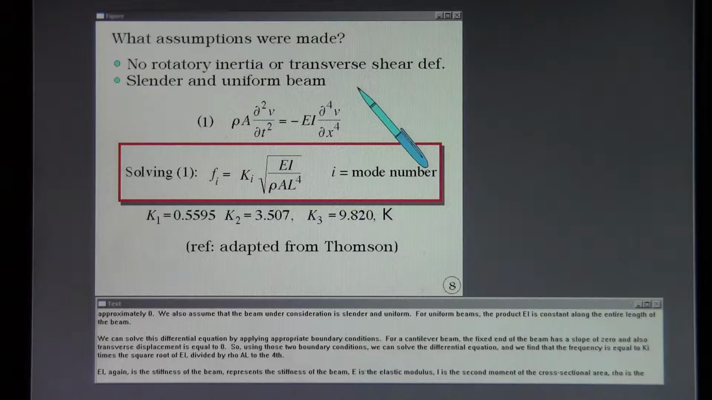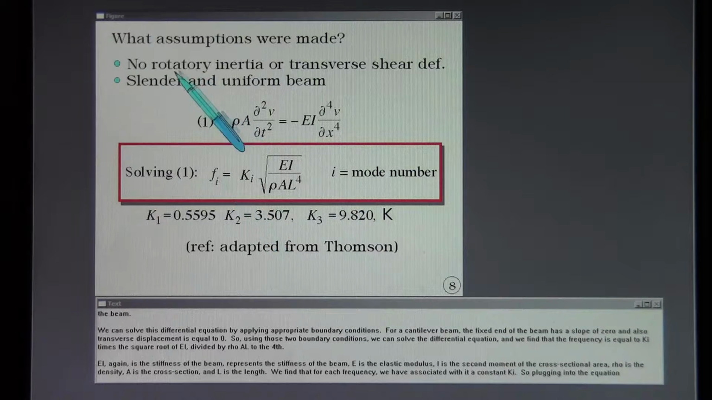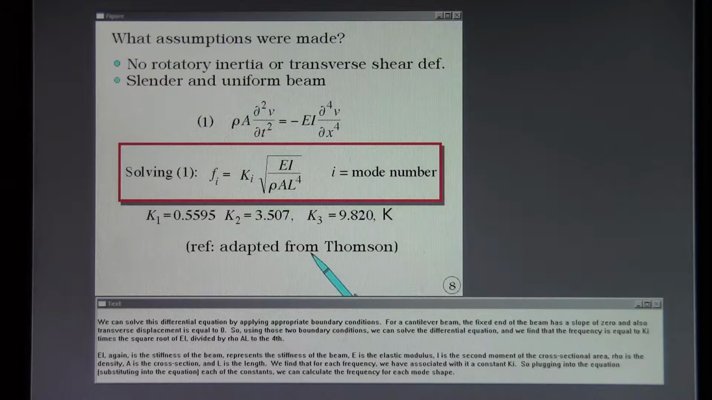We can solve this differential equation by applying appropriate boundary conditions. For a cantilever beam, the fixed end of the beam has a slope of 0, and also transverse displacement is equal to 0. So using those two boundary conditions, we can solve the differential equation, and we find that the frequency is equal to k sub i times the square root of EI divided by rho A L to the fourth.